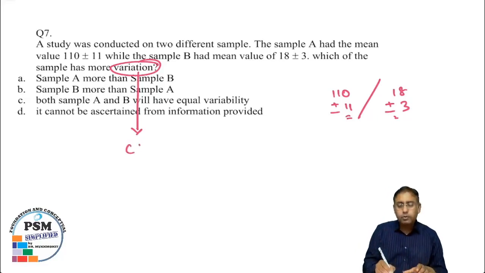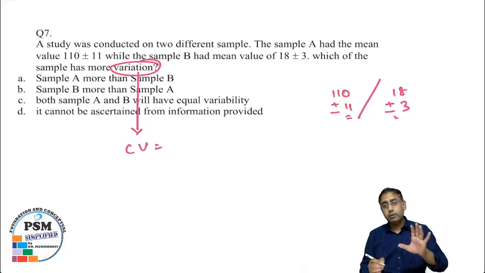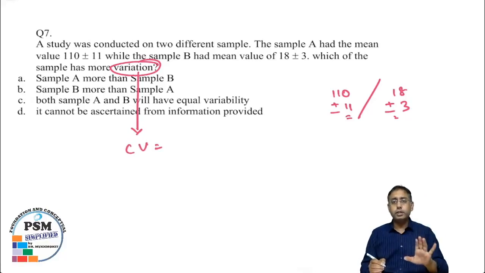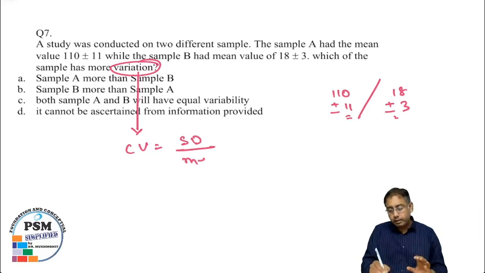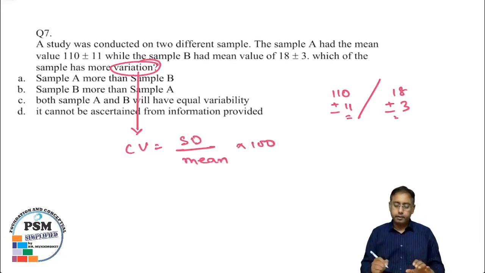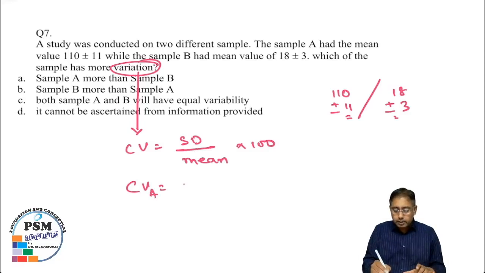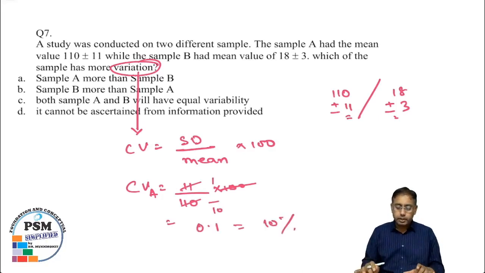If you remember the formula for coefficient of variation, I told you in the class, and I helped you in the formula sheets also. Coefficient of variation is given by standard deviation over mean into 100. So what do we have? CV for sample A is standard deviation 11 by mean 110 into 100. So leave aside 100, this is 1 by 10 or 0.1, or it is 10% variation.